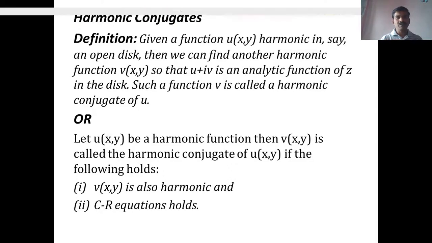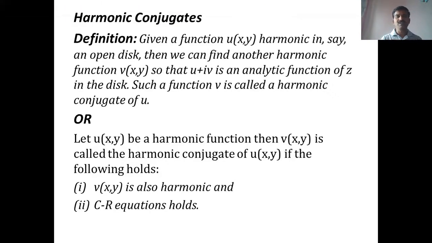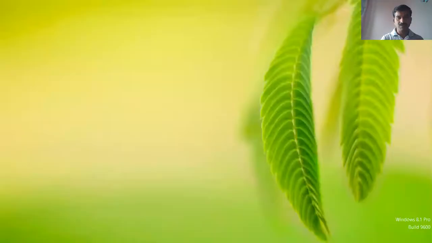So given a function u, the real part of the analytic function, which is harmonic in an open disk. Open disk is nothing but inside the circle. Then we can find another harmonic function v, the part of another analytic function, the imaginary part, so that u plus iv is an analytic function of z in the disk. Such a function v is called a harmonic conjugate of u.